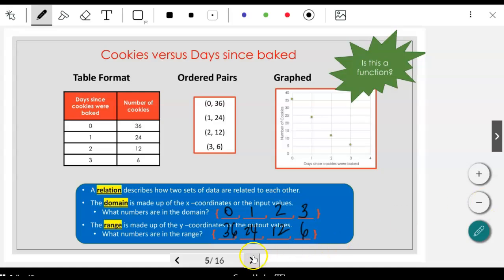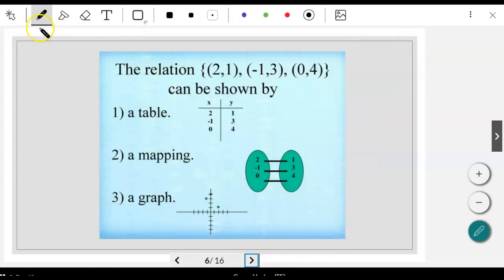All right, let's look at it another way. So here's a little diagram as well. This relation, the set of ordered pairs, can be shown with the table, can be shown, here's the mapping. So you just show that the 2 goes with the 1, -1 goes with 3, and so on. And then plot the points would be a graph. Just the 3 different ways.